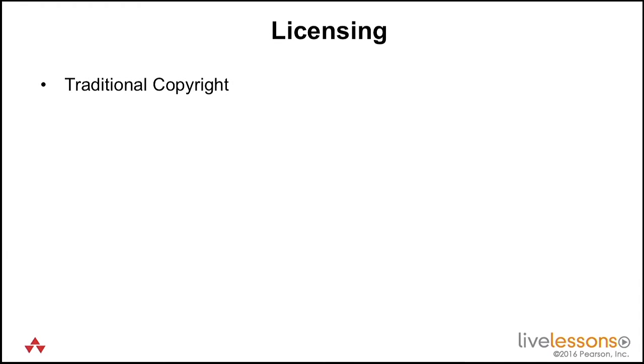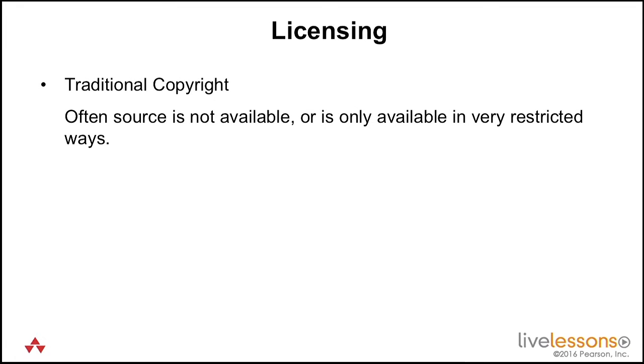So the places where you see a really significant difference is in the licensing of the two different systems. To understand this, you have to talk a little bit about copyright. So let's start with the traditional copyright, which is used by closed source for the most part. The source code is usually not available. If it is available, it's available in very restricted ways. You may be allowed to look at it, but not to change it, or often it just isn't available.